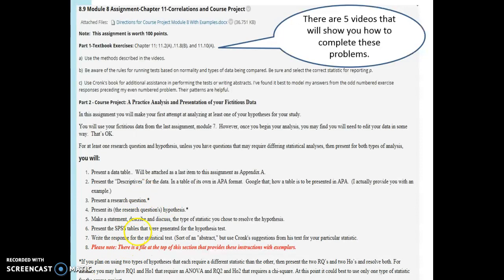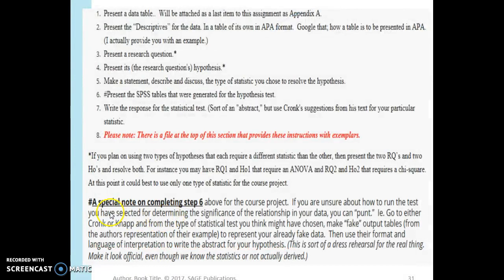Then on number 6, it says present. Now look at this. It says present the SPSS tables that were generated for the hypothesis test. Let's just say that for some reason you can't figure out how to do the test or run the test. It's not one that we've done yet. Here's what you do. There are some instructions down here at the bottom, and I'll show you these on the next slide. A special note for completing step 6 above the course project.